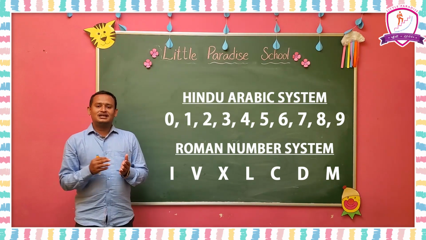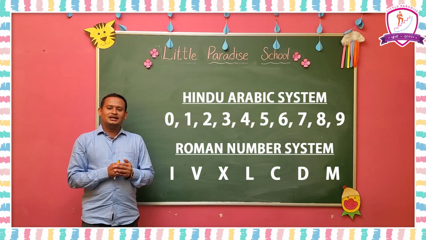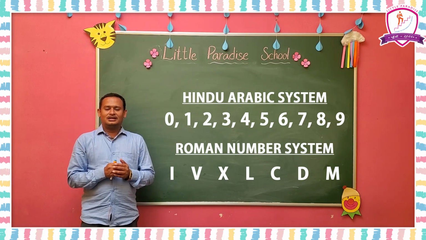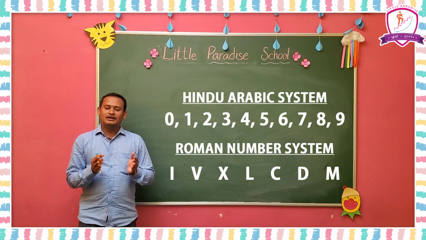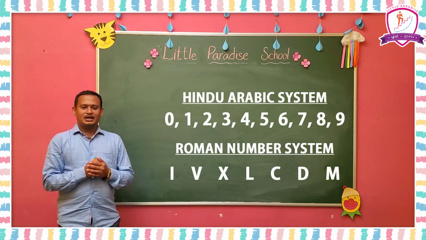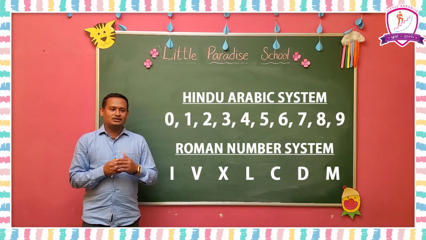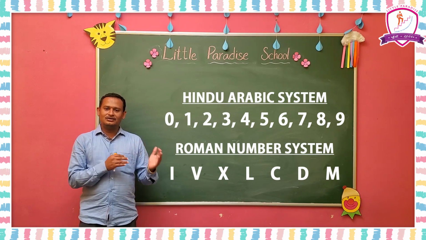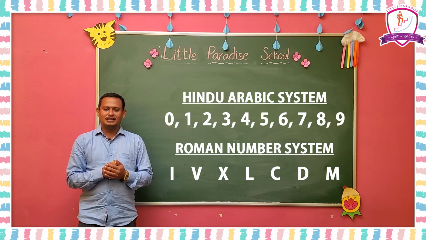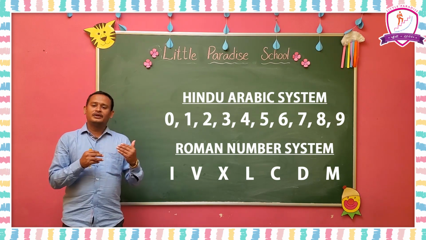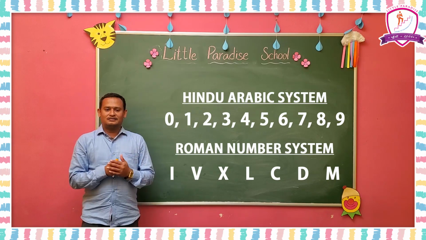In the Roman system, how many symbols are there? There are only 7 symbols in the Roman system. With those 7 symbols, we have to form a number. And in Indo-Arabic numbers, only 9 digits are there. With those 9 digits only, we have to form a number, in the international system and Indian system also.